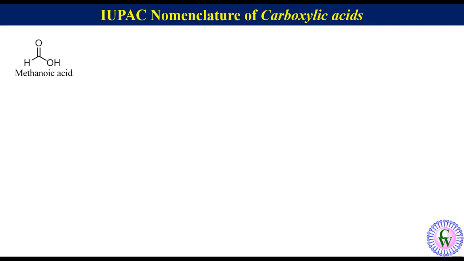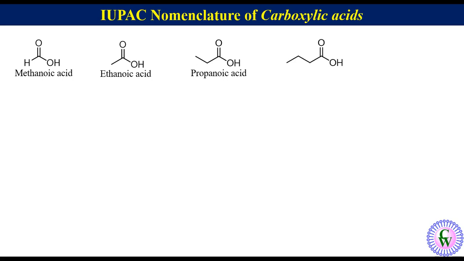Similarly, the IUPAC name of acetic acid with two carbon atoms is ethanoic acid, and that of three carbon acid is propanoic acid. Complication starts from 4 carbon acid, as the 4 carbon acid may have straight chain alkyl group or branched chain alkyl group. The IUPAC name of straight chain 4 carbon acid is butanoic acid. For naming this 4 carbon acid with branched chain alkyl group, we have to identify parent chain, substituent, and its position.